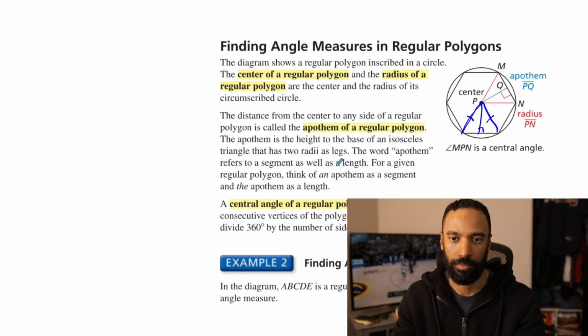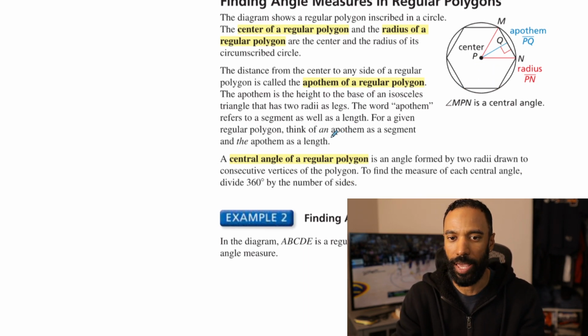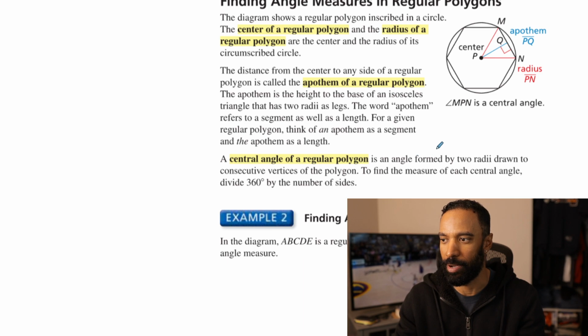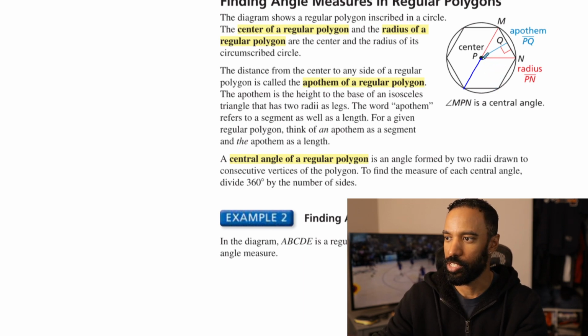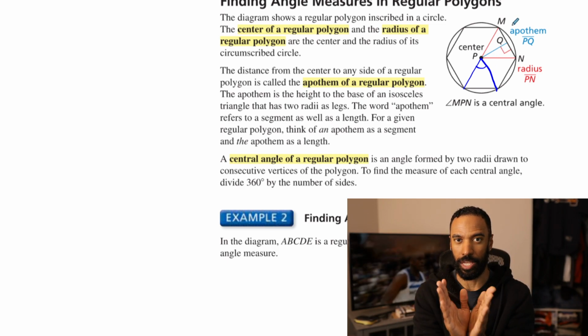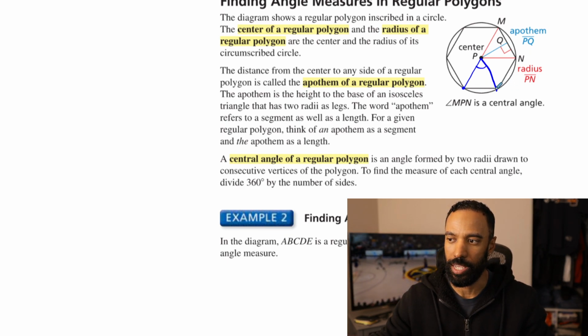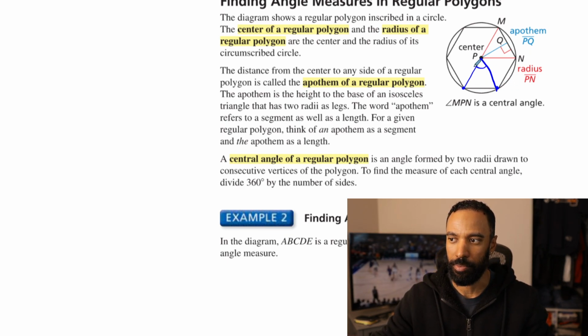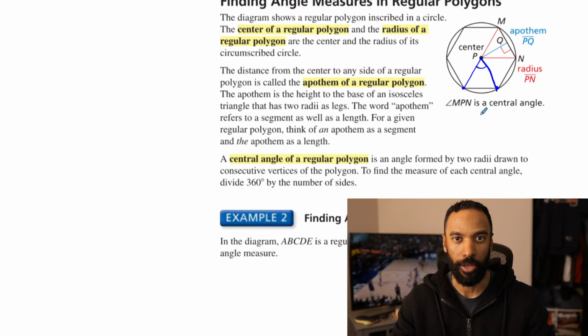A central angle of a regular polygon is an angle formed by two radii drawn to consecutive vertices of the polygon. So this is an example of a central angle of the polygon here. We've seen central angles of circles, but they can literally be anything because a circle has just infinite number of points. The points that we're going to refer to here are these vertices, things stemmed from the radii. So the central angles will be very specific to every type of regular polygon we're talking about.